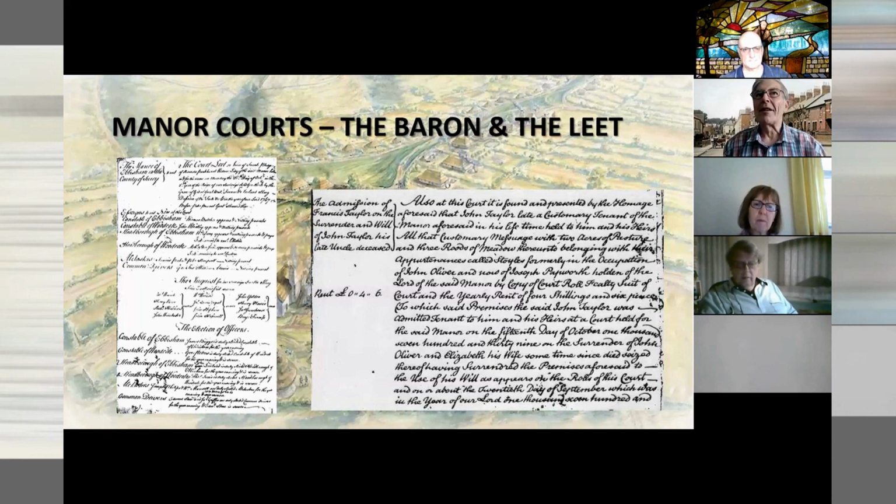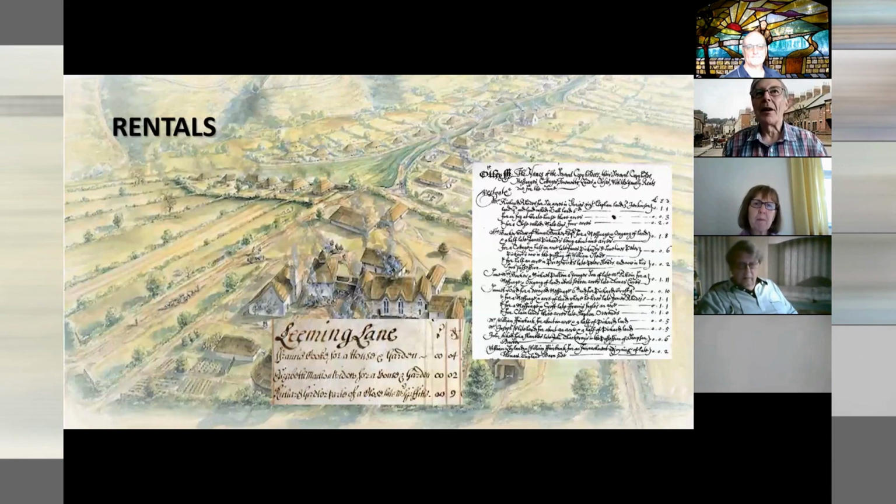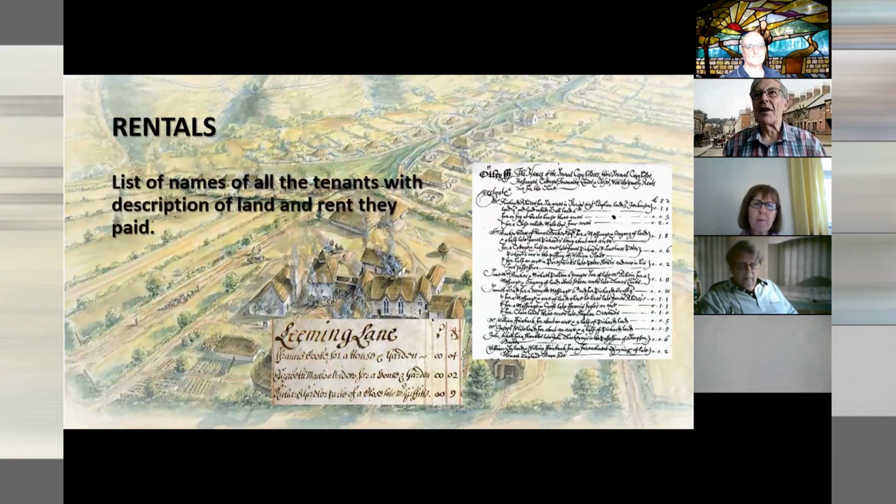There was the court baron and the court leet. And there are subtle differences, which, if you want to go deeper, then you need to listen to a talk on manorial records. But these are supported by rentals. So the rentals are a list of names of tenants with a description of the property and the rent that they paid. Rents were collected on a regular basis, about twice a year. It could have been cash or produce.